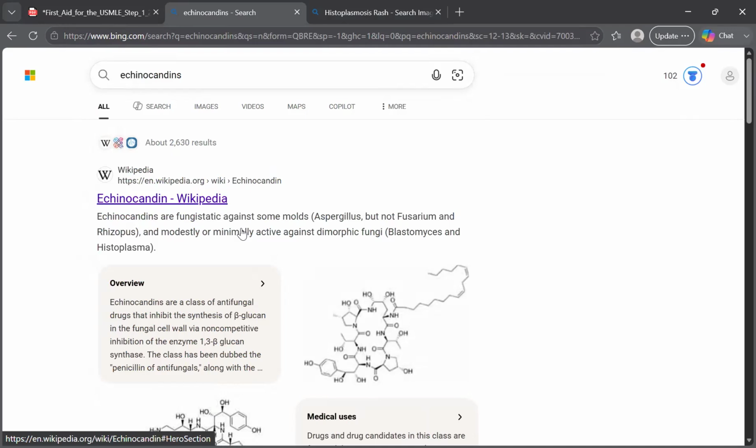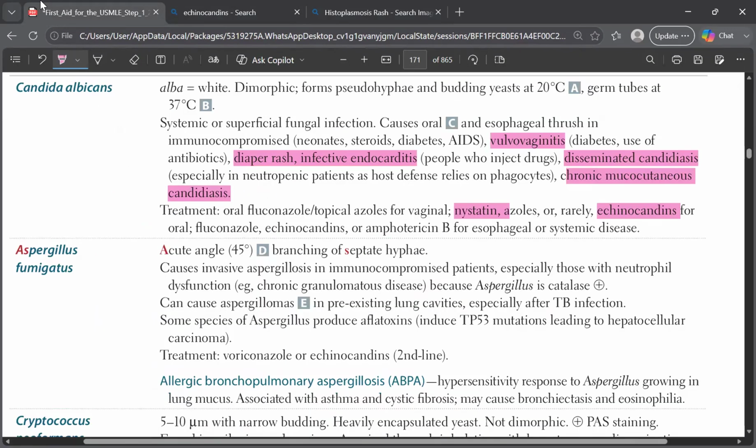They are fungistatic against some molds, Aspergillus but not Fusarium and Rhizopus, and modestly or minimally active against dimorphic fungi. Okay, so really we use echinocandins for the treatment of oral candidiasis.